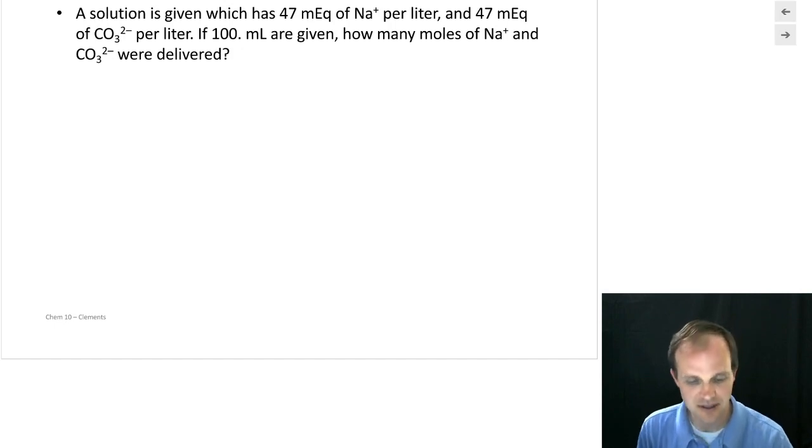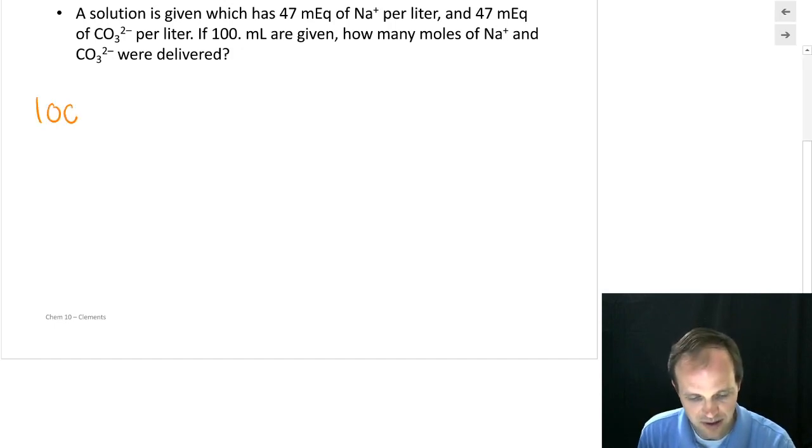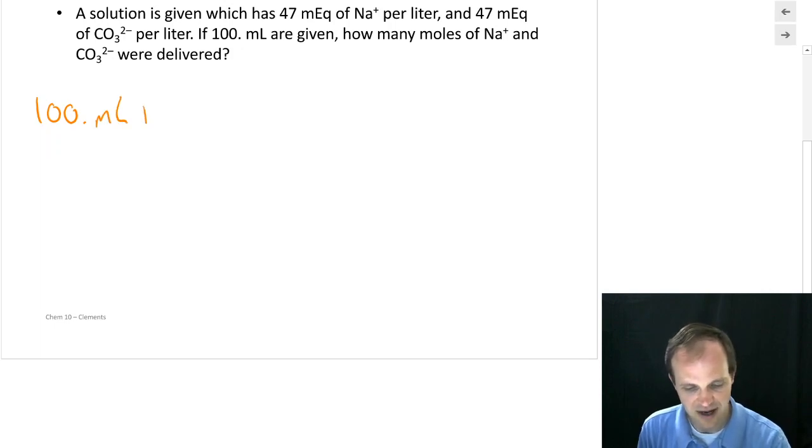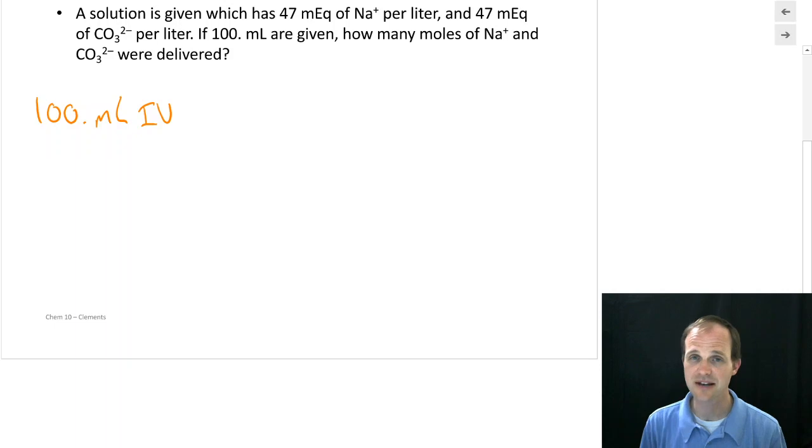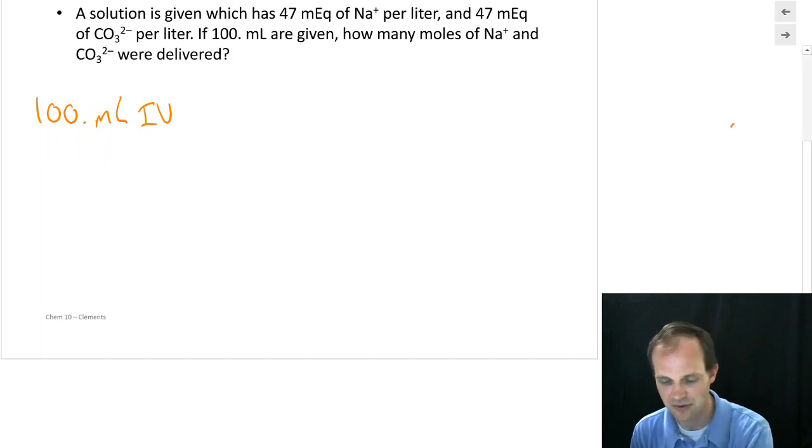So what I'm going to do is start with my 100 milliliters of what, right? Of IV solution. So always got those helpers in there. Don't leave out the helpers. The helpers are important. So we've got 100 milliliters of IV solution. And what are we trying to figure out? We're trying to figure out moles of sodium ion.